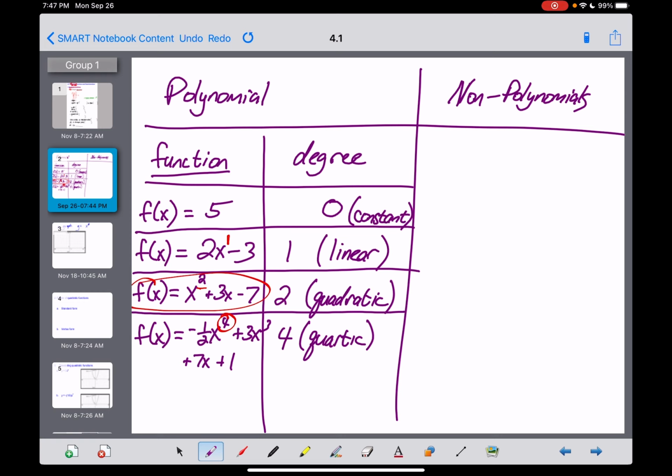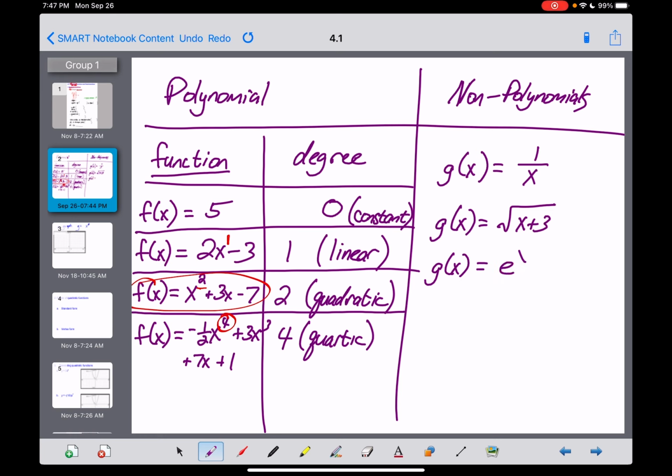Now, non-polynomials over here on the right, a lot of this isn't going to make a whole lot of sense, guys, because you haven't done much, if anything, before with non-polynomial functions. But if you ever put an x on the bottom of a function, that one right there is a non-polynomial. This one is what we call a rational function. If you ever had something like g of x is equal to the square root of x plus 3, a square root is a non-polynomial. Later on in the year, you're going to learn about weird things called exponential functions.